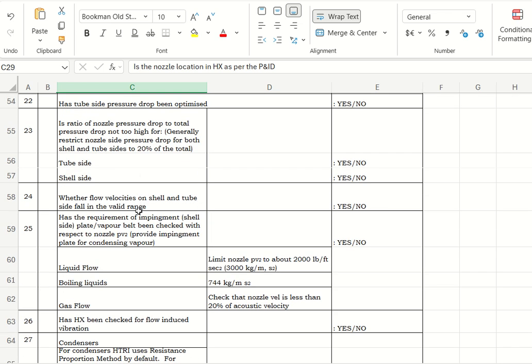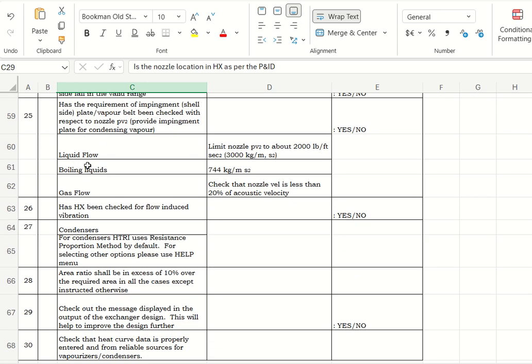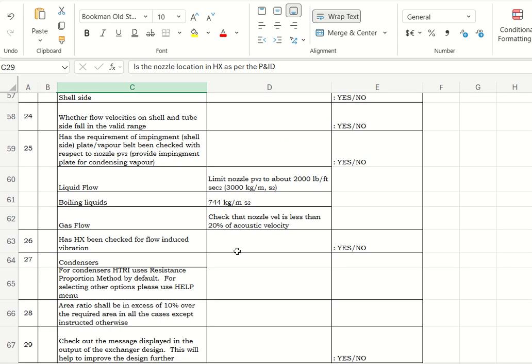Whether the flow velocity of the shell and tube falls in the valid range. Has the requirement of an impingement plate on the shell side or vapor belt been checked with respect to the nozzle? Provide an impingement plate for condensing vapor, for liquid flow limit nozzle ρV² up to 2000 lb per foot second squared or 3000 kg per meter second squared. Boiling liquid, 744. For gas, check that the nozzle velocity is less than 20% of acoustic velocity. So these are for the nozzle design of the heat exchanger.